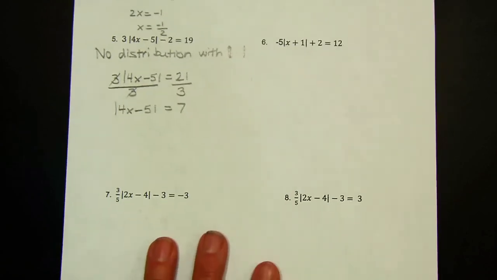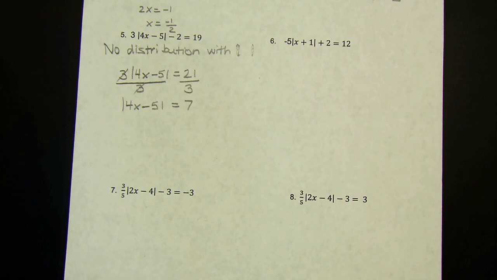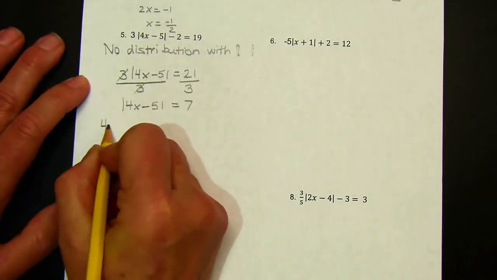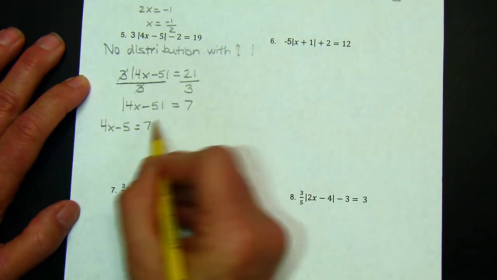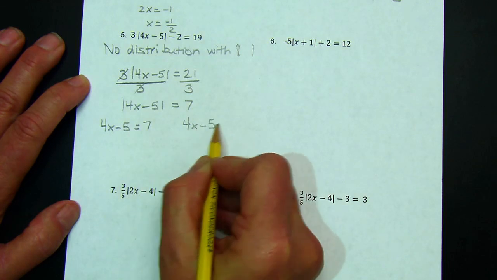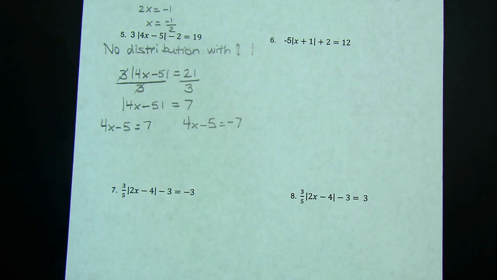All right, so now you pause. 1, 2, or no solution? 2, right, Nate? And so what's one of my equations? 4x minus 5 equals 7. And my other equation is 4x minus 5 equals negative 7. Okay, go ahead and solve those real quick. See what you get. That's the easy part.